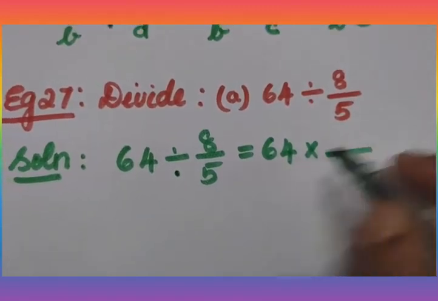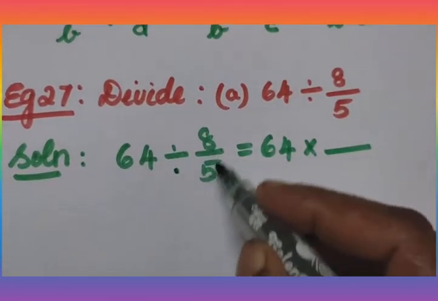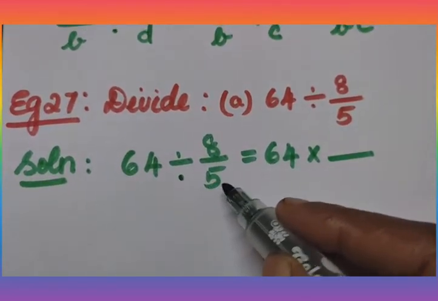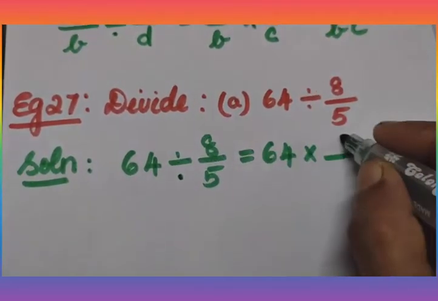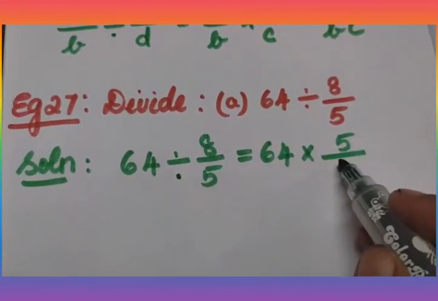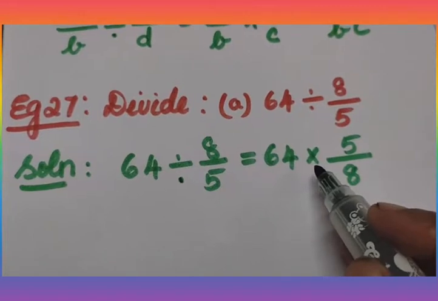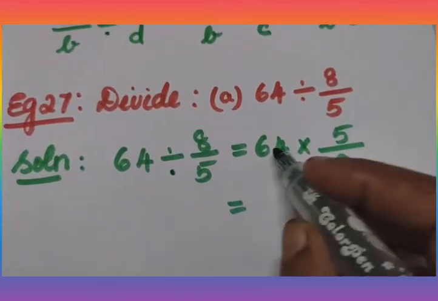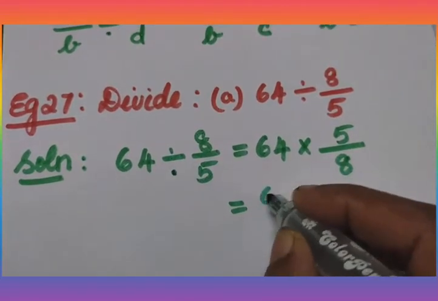Multiply the reciprocal of the divisor. What is the reciprocal of the divisor? 8 by 5? Yes, 5 by 8. Okay, then not division. After taking the reciprocal, we have to multiply. Okay, remember this. Now we can multiply the numerator separately.